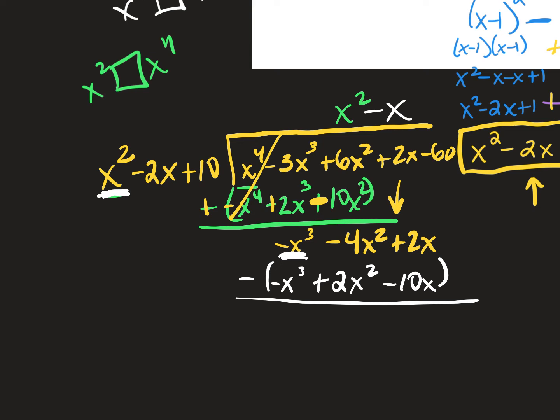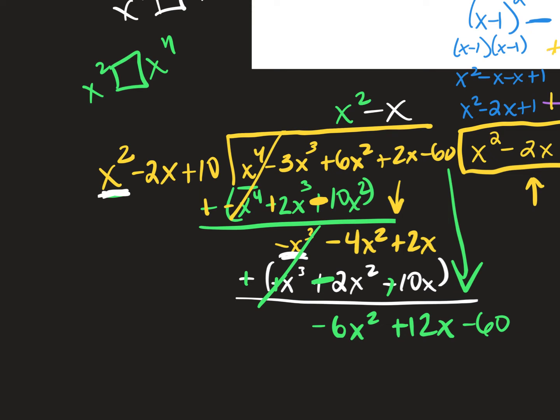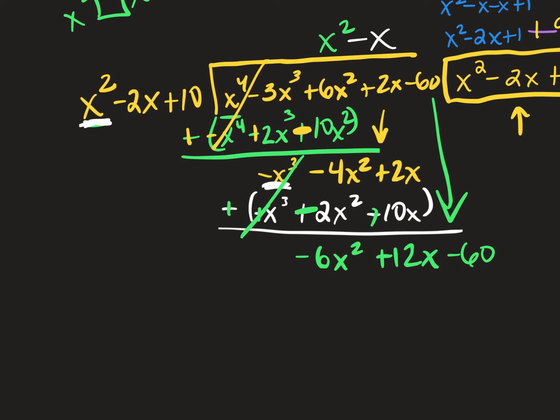Again, before we subtract, we're going to distribute. So 2x and 10x is plus 12x. Negative 4x squared and negative 2x squared is negative 6x squared. My x cubes cancel. And then we bring down our minus 60. So one more time, guys. First term into first term.